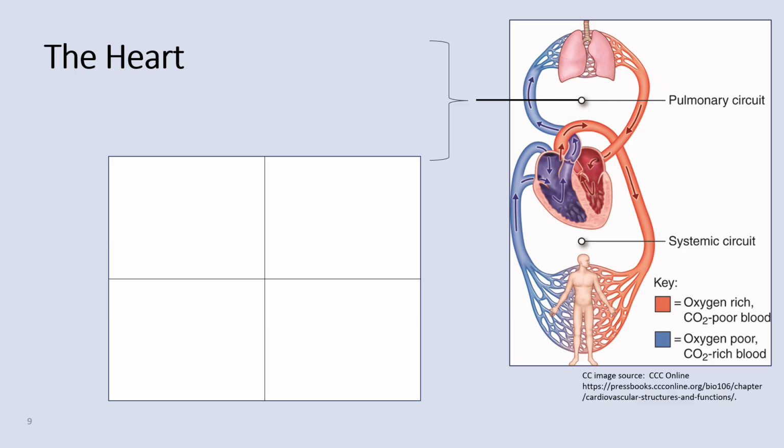The heart has 4 chambers. The top chambers are called the atria, and the bottom chambers the ventricles. When the atria contract, they fill the ventricles. When the ventricles contract, they pump blood out of the heart. The right ventricle pumps deoxygenated blood to the lungs, while the left ventricle pumps oxygenated blood to the body.